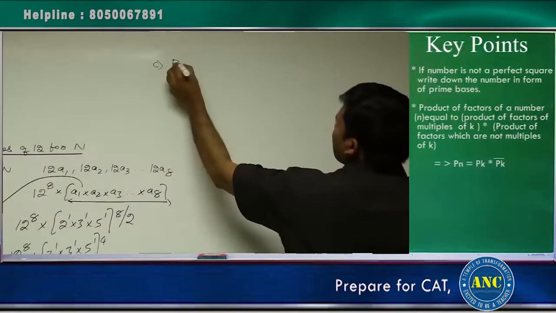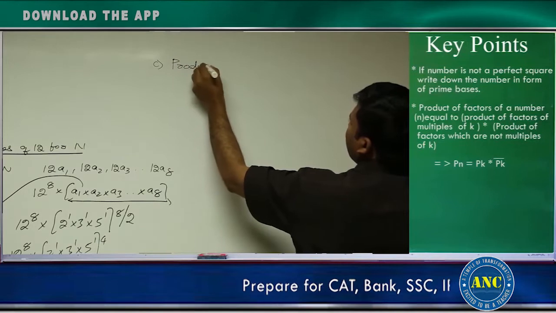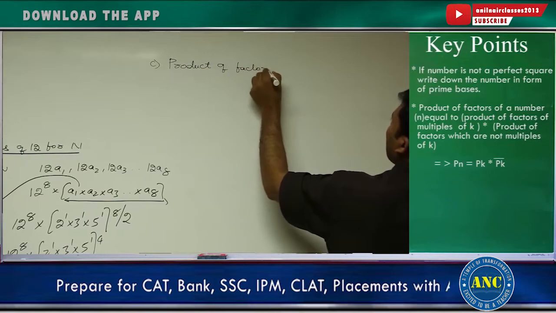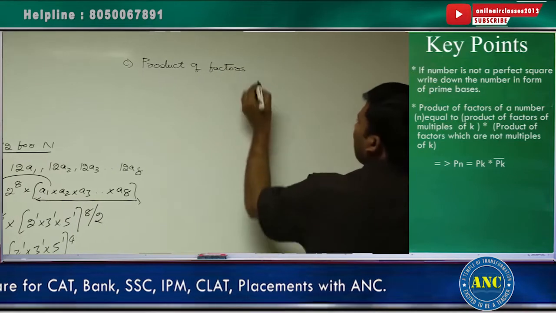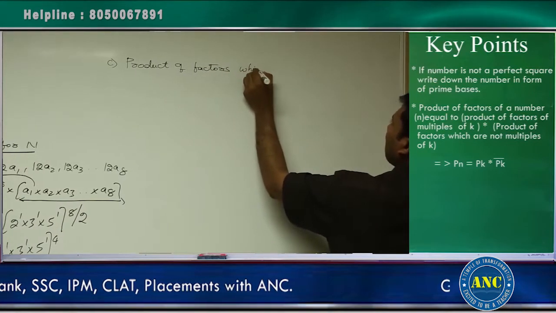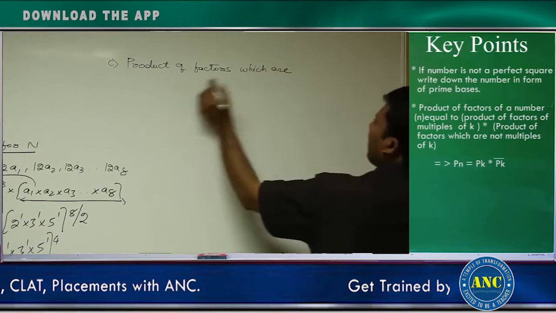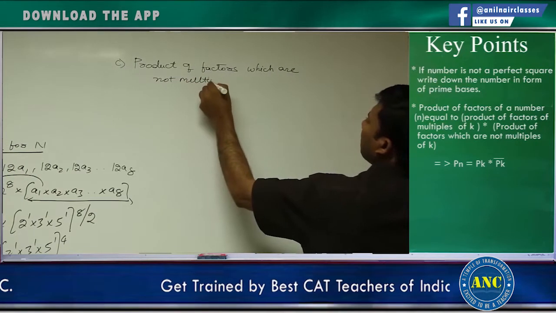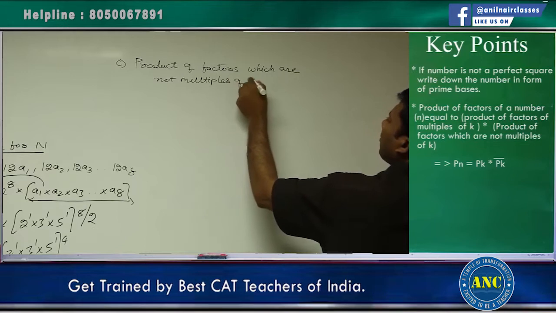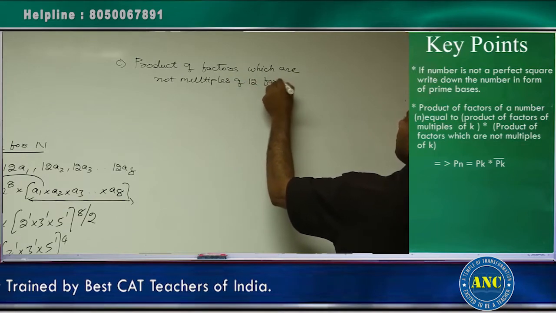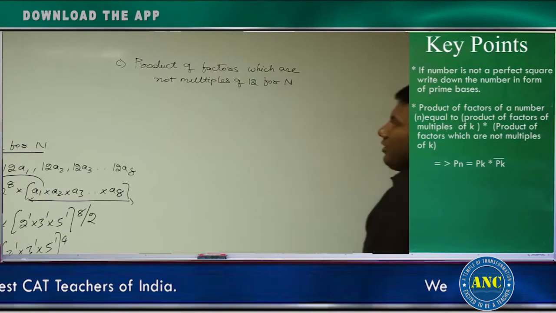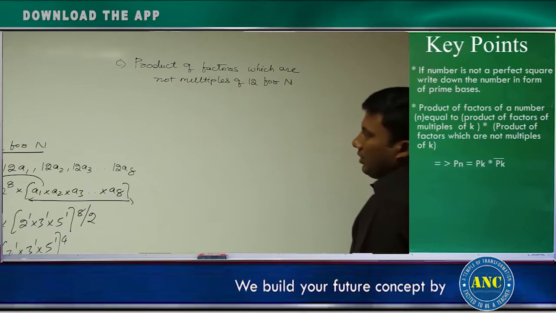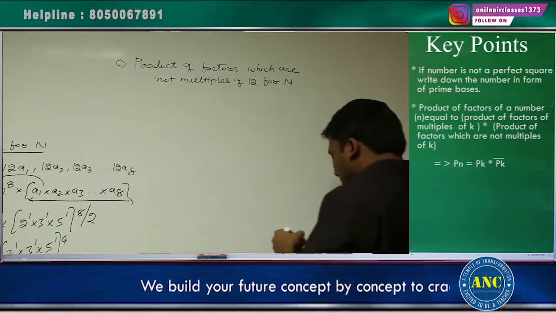Product of factors which are not multiples of 12 for n. First see this concept.